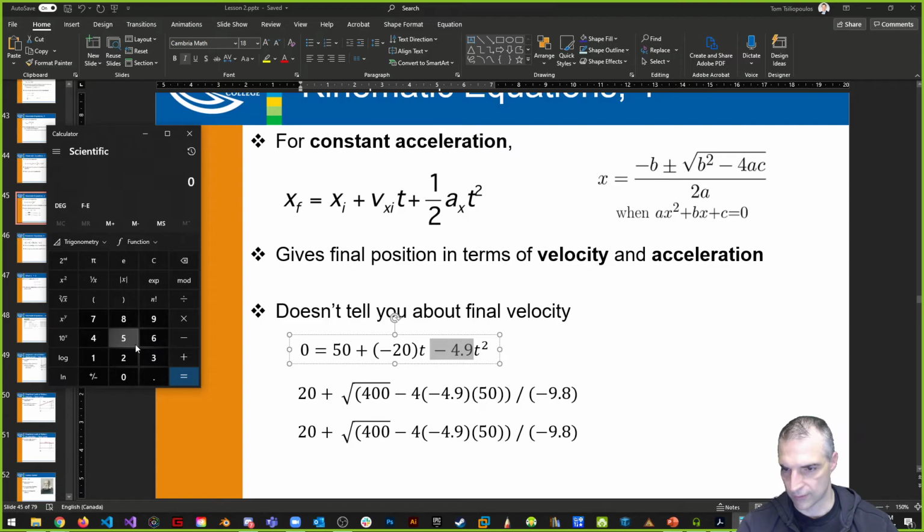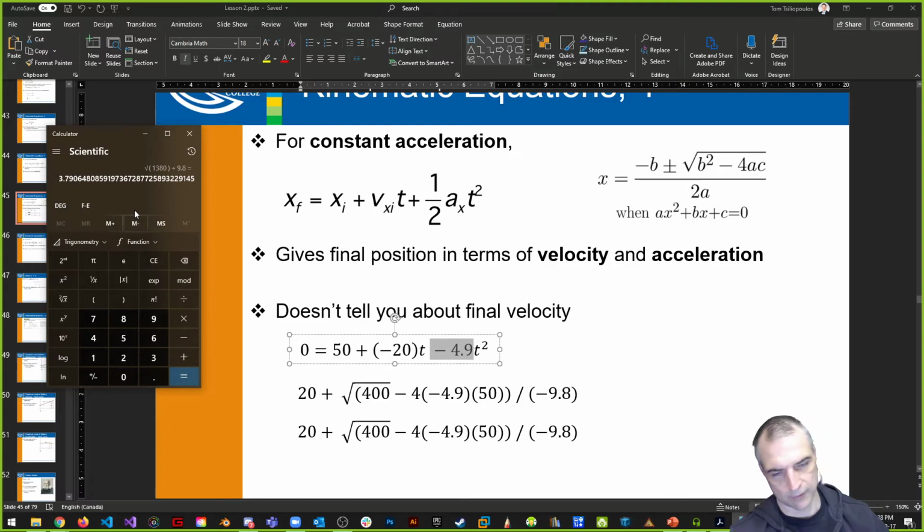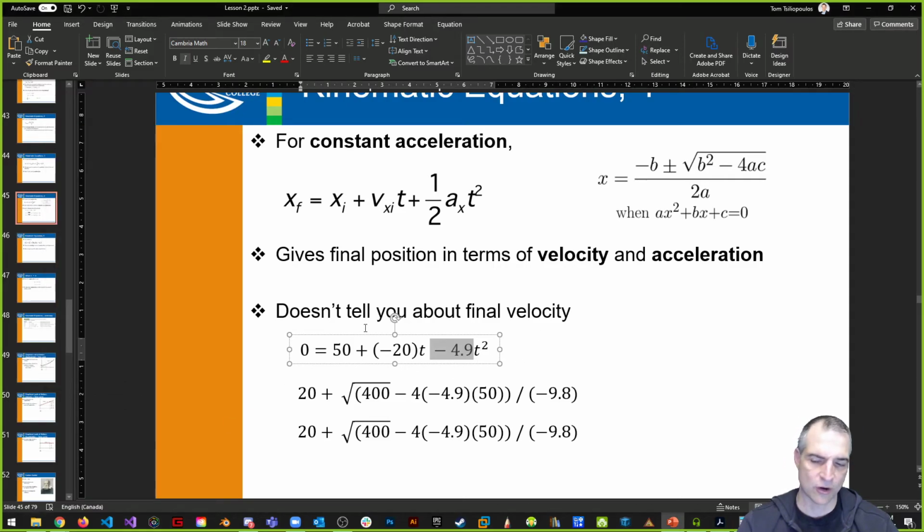So let's try this again. 4 times 4.9 might be some kind of really stupid calculation. 4.9 times 50 plus 400. No, that looks right, which is 1380, right? And then that is square root, which is 37, and then divided by 9.8. Yeah, 3.79. The numbers look right. My execution is probably wrong. All right, but this 20 is wrong. But that's normally what you do.